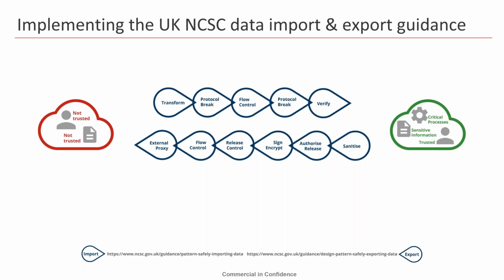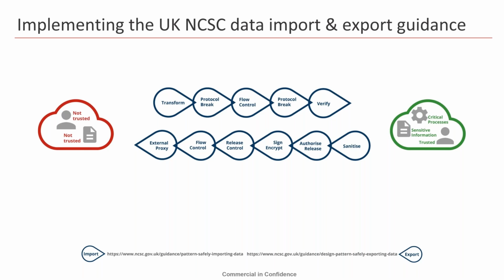But in summary here, you'll see them in the top line of blue icons stretching from left to right, representing the controls that are needed if you're going to import data from an untrusted into a trusted domain. And then under that, you'll see a set of blue icons running from right to left, representing the recommended controls to apply if you're going to export data safely from trusted to untrusted. So these architectural patterns and sets of controls represent, if you will, the best place to start.